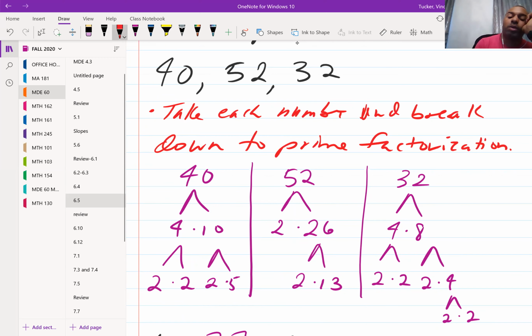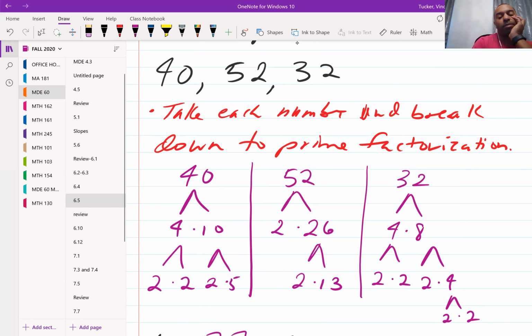Same thing with the 52. What 2 numbers will multiply together to give me 52? 2 times 26. Or you could have done 4 times 13. It doesn't matter. You'll keep breaking them down until you get the prime numbers. 26 breaks down to 2 times 13. Then with 32, I decided to use 4 times 8. Broke down the 4 to 2 times 2. Broke down the 8 to 2 times 4. And I still had to break down this 4 to 2 times 2. So you break them down all the way to prime numbers, in other words, until they cannot be broken down any further.